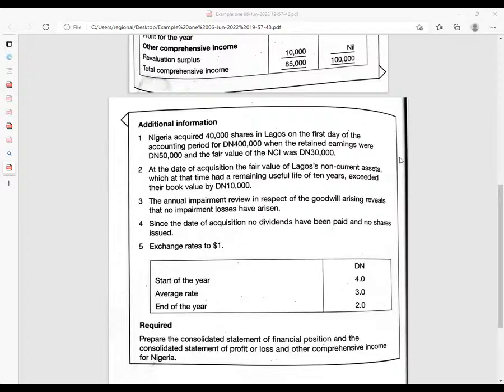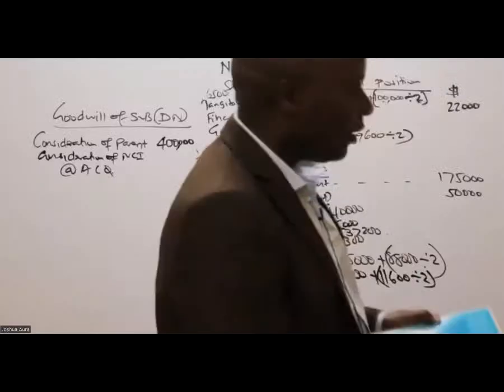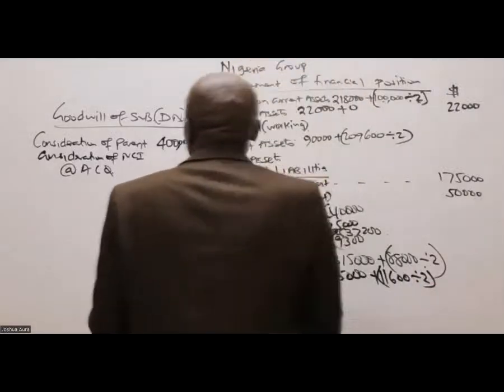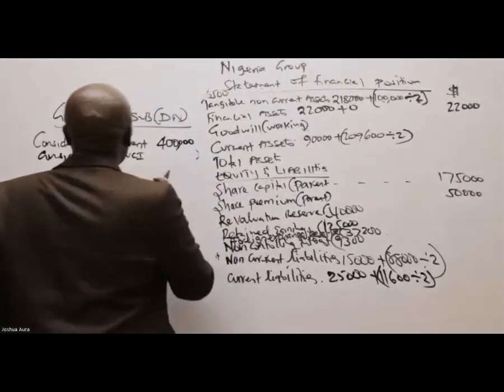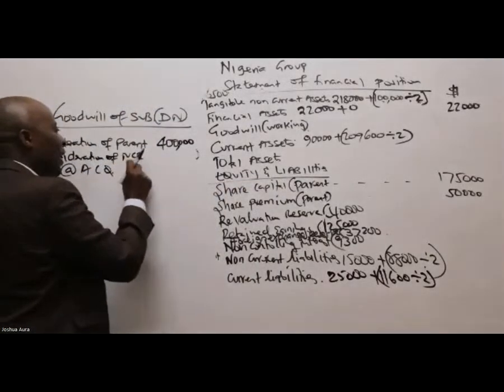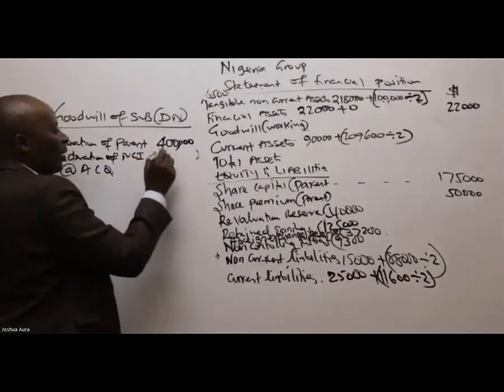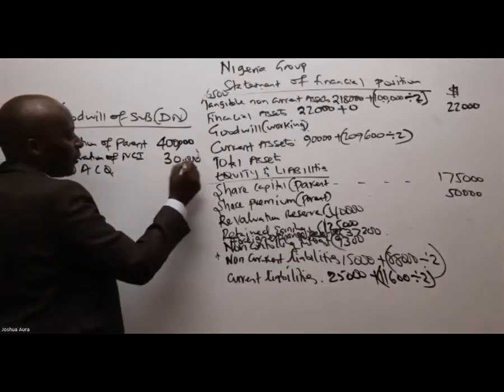The fair value, and so on. So you're told somewhere here: Nigeria acquired 40,000 shares in Lagos on the first day of the accounting period for DN, when the retained earnings were DN 50,000, and the fair value of NCI was 30,000 DN. So you can see everything is in terms of DN. Again, consideration of the NCI at the date of acquisition, they have told us it's 30,000.